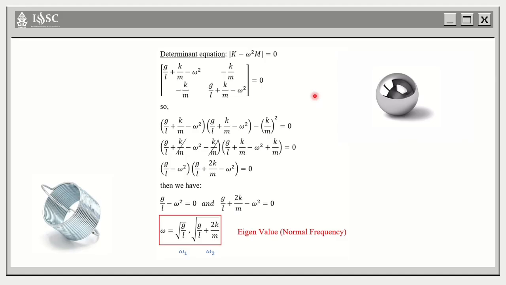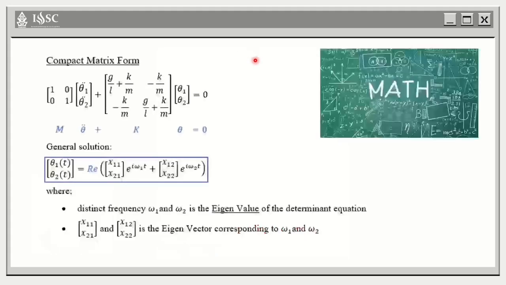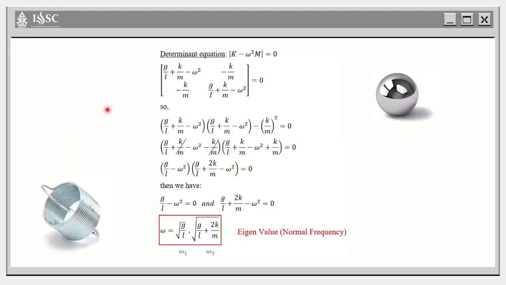Okay, to solve the general solution, we need to determine the eigenvalues and the eigenvectors. So first, we will find the eigenvalue omega here using the determinant equation. We just need to input these variables that we have before. So this is for the k, and this is for the m, into the determinant equation here. And then we can simplify it using the determinant rule to have this value.